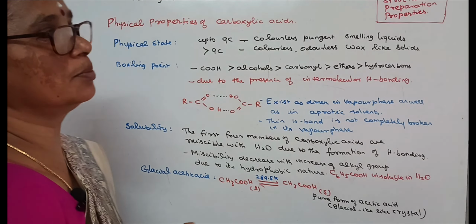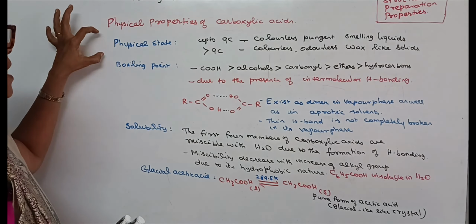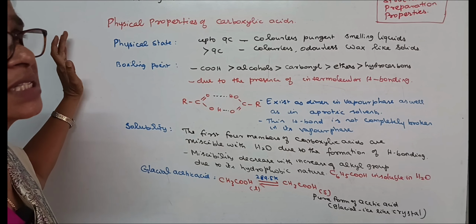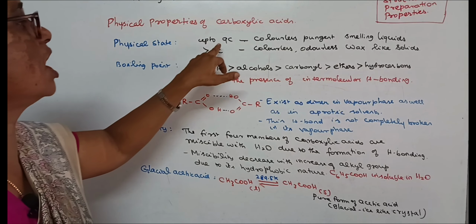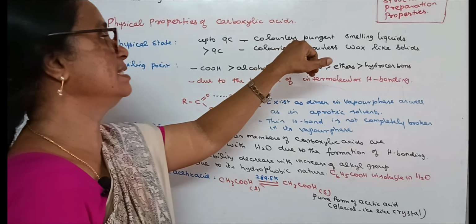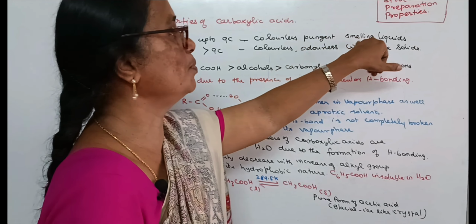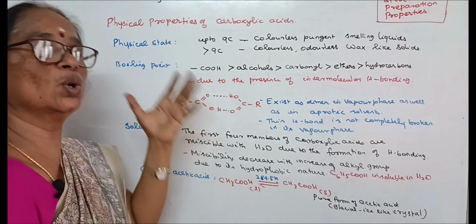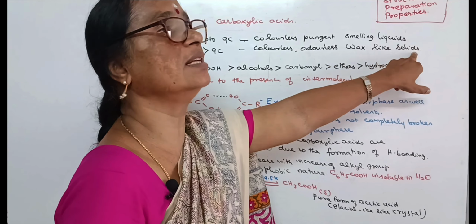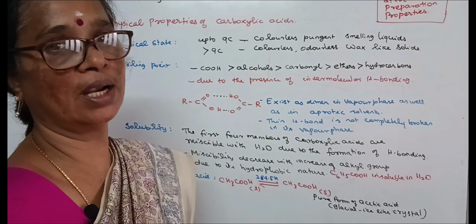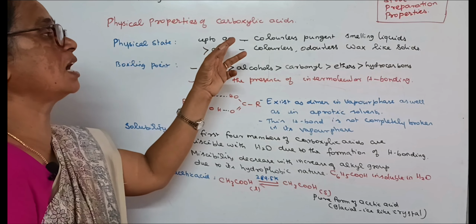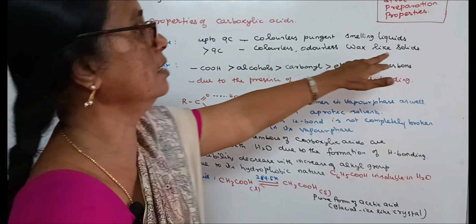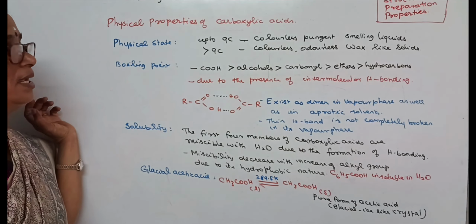Physical properties of carboxylic acids. First of all, let us discuss the physical state of carboxylic acids. Carboxylic acids having up to 9 carbon atoms exist as colorless, pungent smelling liquids. But when the number of carbon atoms goes beyond 9, they become wax-like solids that are colorless and odorless. So the lower members, that means compounds having up to 9 carbons, can be in a liquid state, but the others are in solid state. Then boiling point.